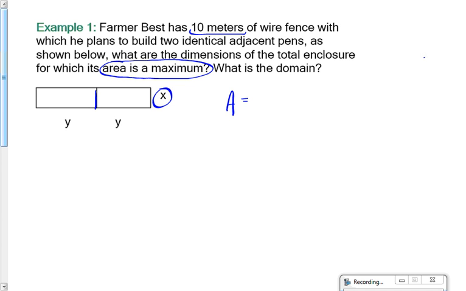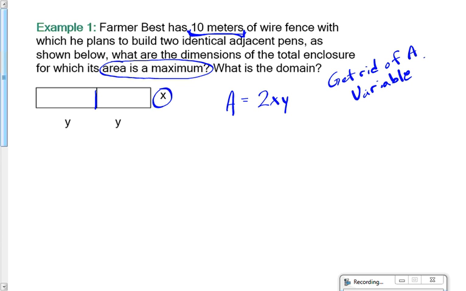2x? 2yx, okay? 2yx or 2xy. I like x first because the alphabet makes more sense to me that way. Problem is we have too many variables. This is something that we're not going to differentiate implicitly. We're not going to do dy dx's and dx dx's on this. We need a way to get rid of a variable. And the other information is given to us in the sense that we're only allowed 10 meters of wire.